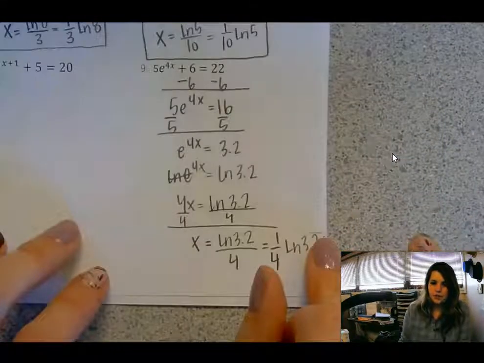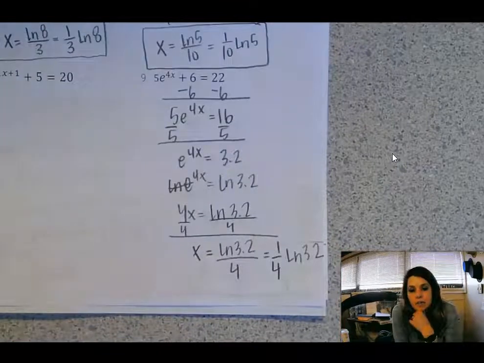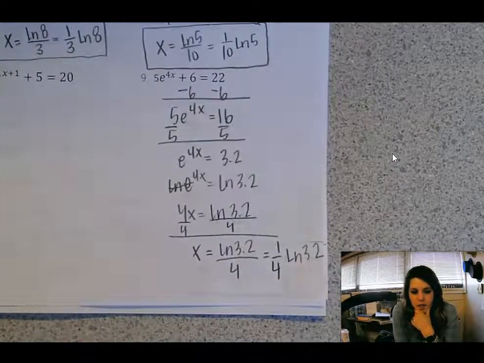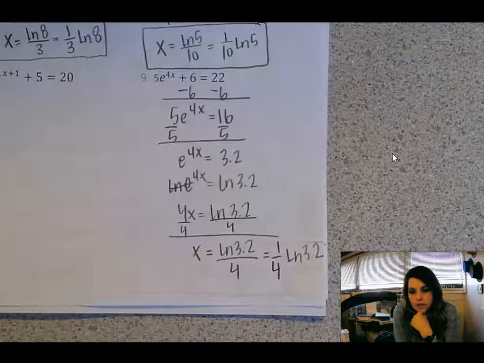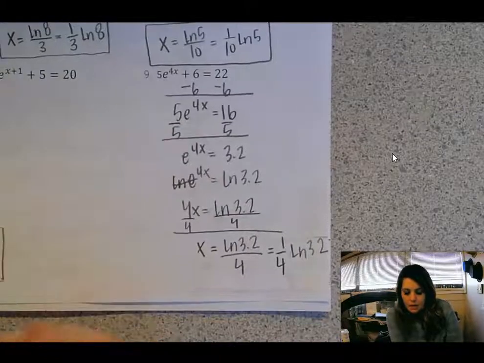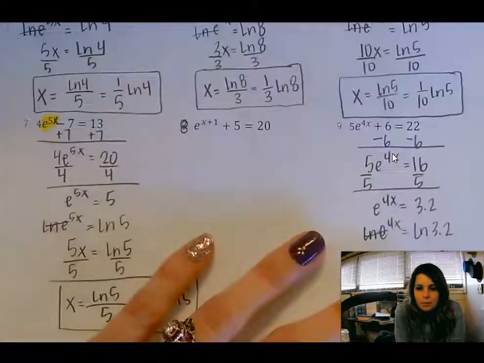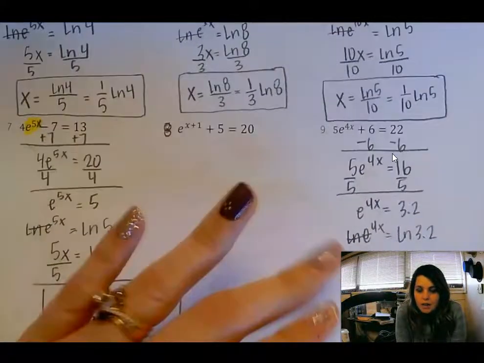So for number 9, I changed 16 divided by 5 to a decimal because it ends up being a nice decimal. So 3.2. Final answer is natural log 3.2 divided by 4, or 1/4 natural log 3.2. Number 8 is the only one that does not end up like a fraction.